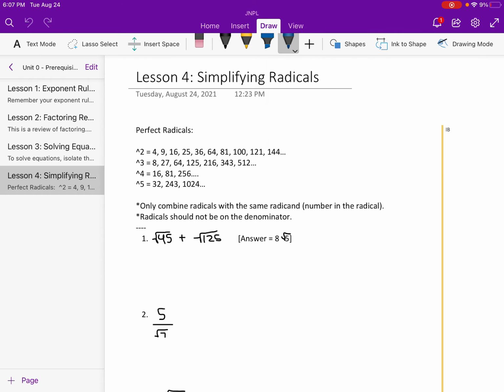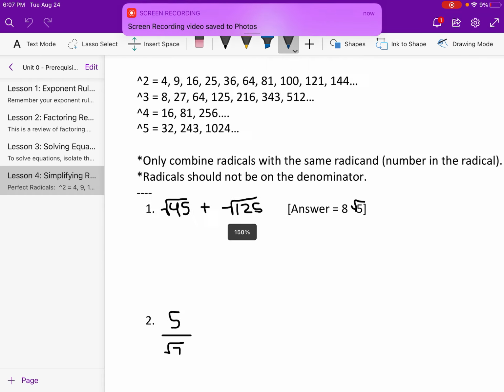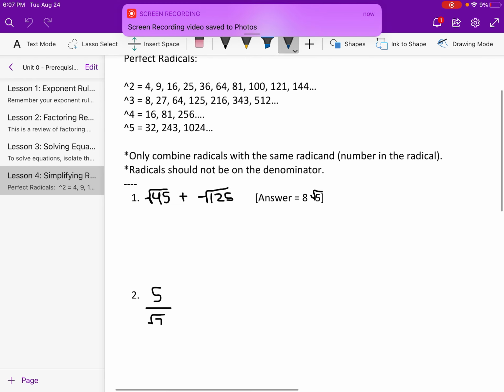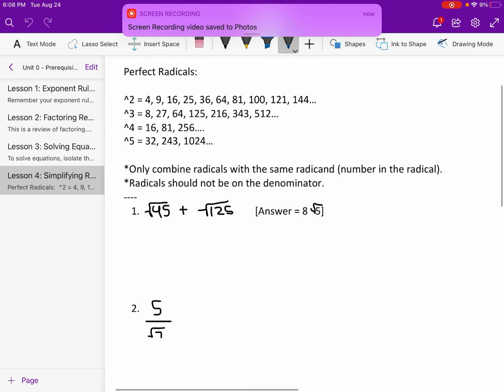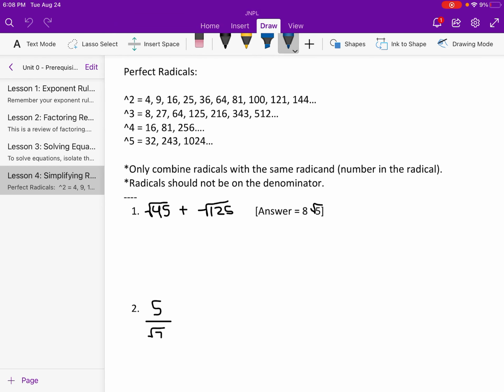So this is, once again, a review. This is something you already should have learned if you're in Precalculus. And you might remember it and that you didn't like it, and in my opinion, I don't really like it that much. But it's just something you have to do.